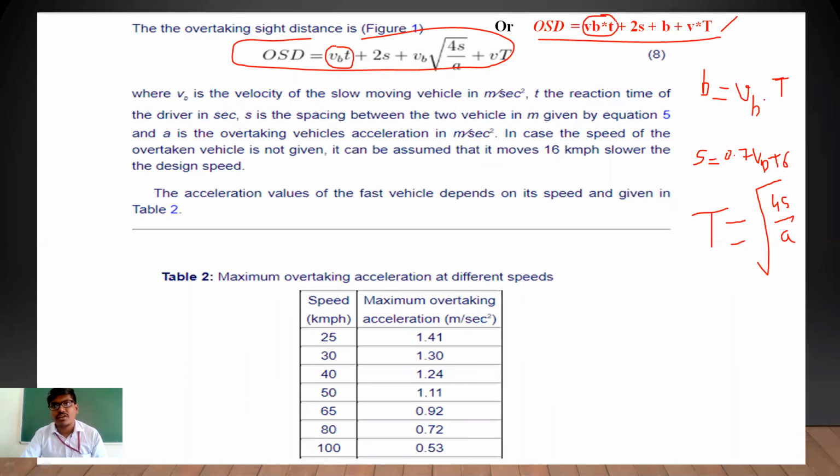VB into small t. V is in meter per second, and t you can take as 2 seconds. And this is the D2 component, 2s plus b. And this is the D3 component, V into capital T.